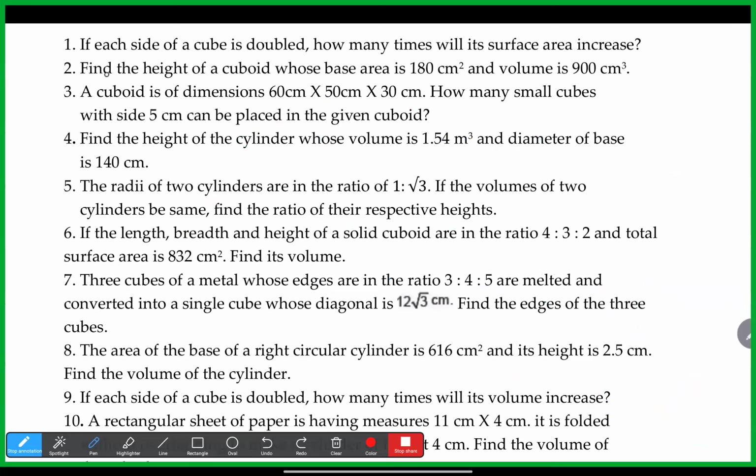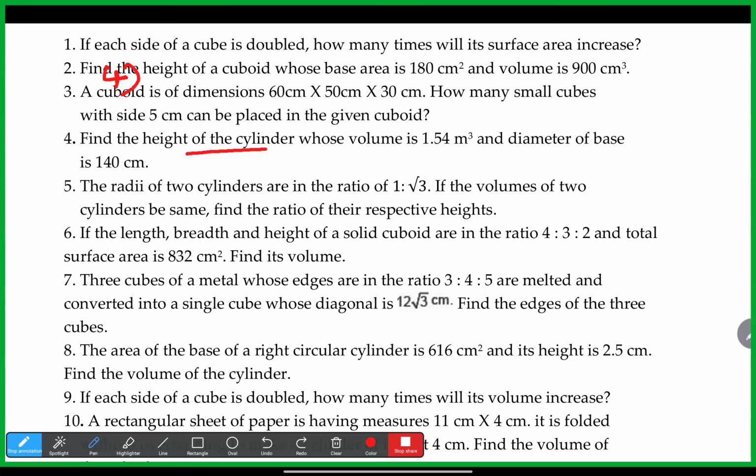Fourth one. Once you read the fourth question, madam. Find the height of the cylinder whose volume is 1.54 meter cube. Diameter of the base is 140 centimeter. So first we'll write the dimensions clearly. You have to remember, every one of you, in this chapter, if you write the dimensions clearly, for that also you'll carry some marks. If you write the dimensions clearly, you will easily get which formula you have to use.